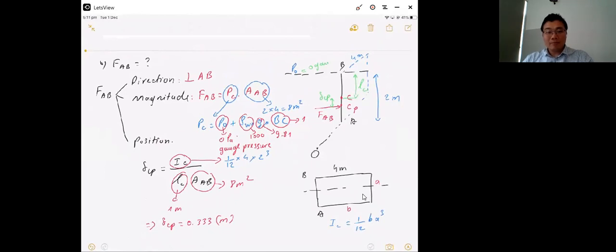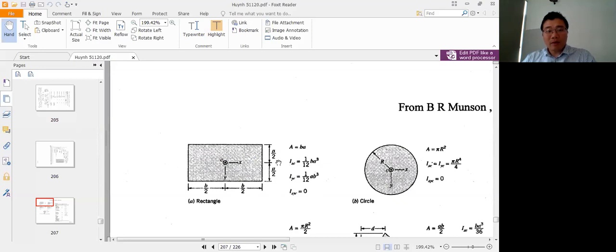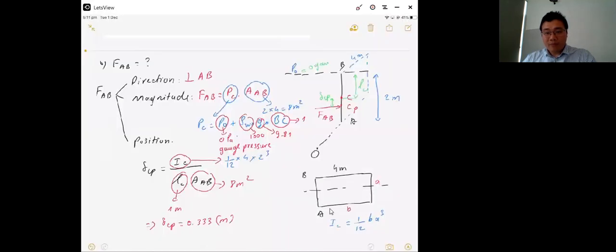A and B. Okay. This one is our rectangle. And you have the axis here, and B and A. This one is a rectangle, and B is parallel with the axis and A is the other side. So we have the axis here. B is parallel with axis and A is this one. So the inertia equation you have is 1/12 B A power 3.